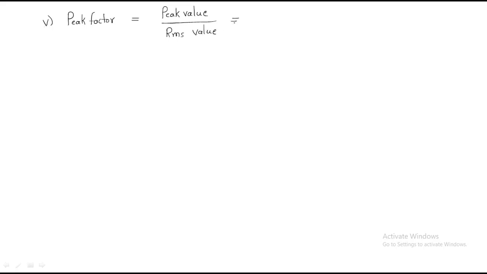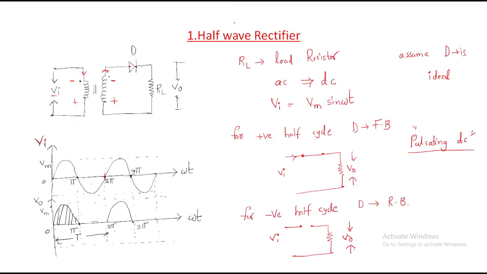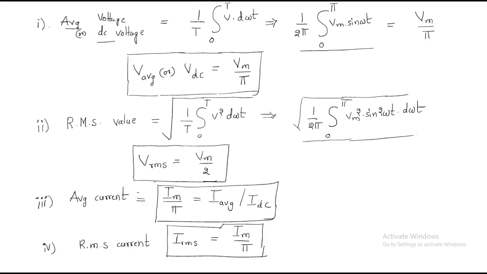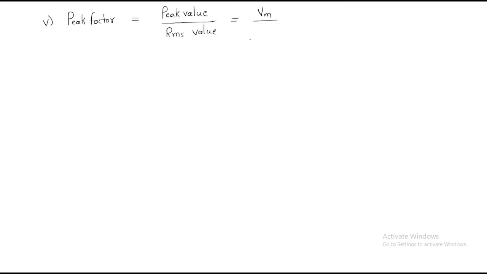What is peak value? If you observe here, for example, we are discussing about the voltage. What is the maximum of this waveform? This is the Vm, the peak value. Just write down the Vm. What is the RMS value? RMS voltage is Vm by 2. Then both are cancelled. So peak factor is 2 for the half wave rectifier. Peak factor equal to 2.